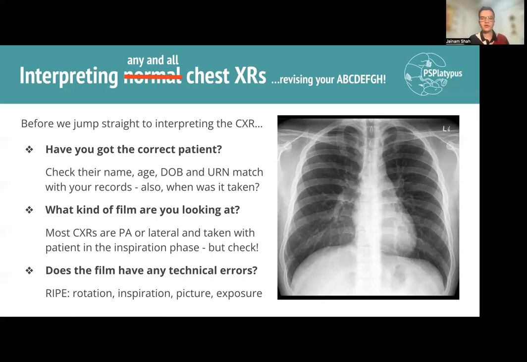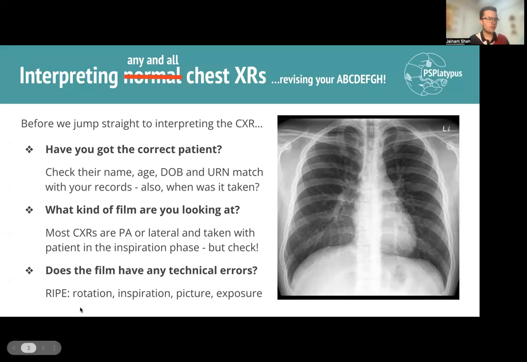For the chest X-ray, you're doing a very, very rapid assessment just to make sure that there are no errors there. So the mnemonic that I like to use, or the one that is prescribed by faculty as well as pretty much everywhere online, is the mnemonic RIPE. So rotation, inspiration, picture, and exposure. I'll walk through these very quickly, but if you want more information, you can search it up online.